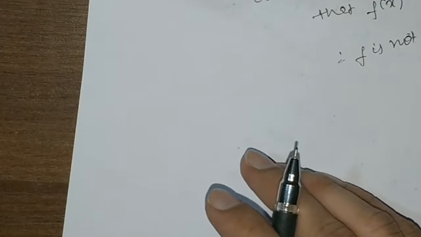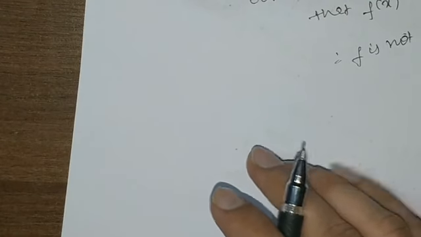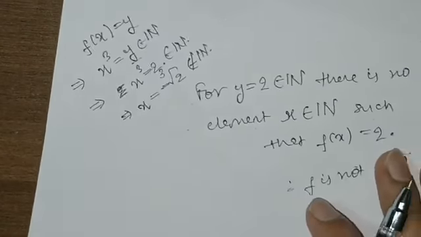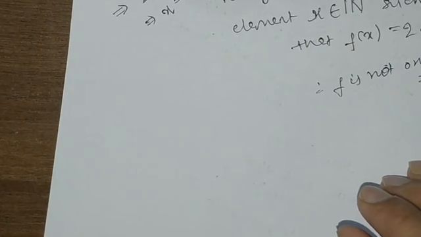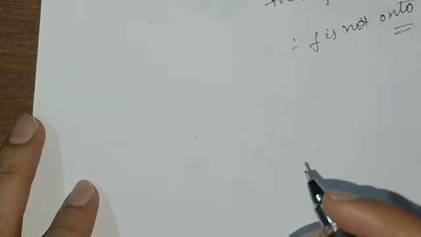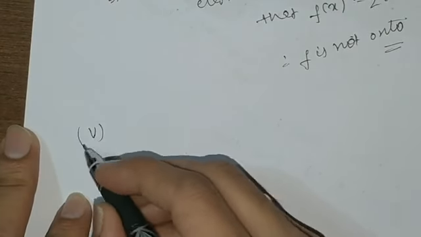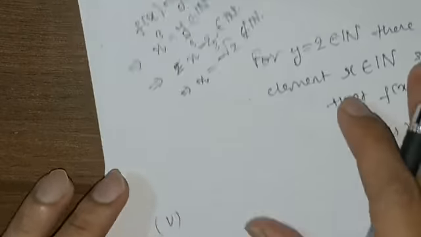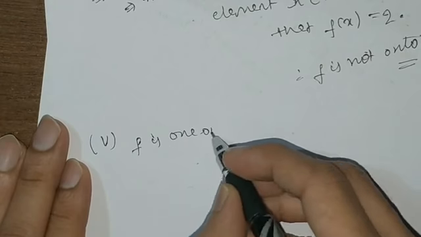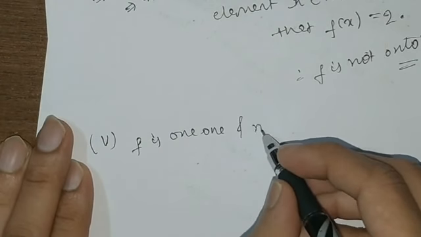Now the fifth problem will be the same as the fourth one, only in place of natural numbers it is integers. That's it. So the fifth problem will have the same answer, f is one-one and f is not onto. But the solution will be different.